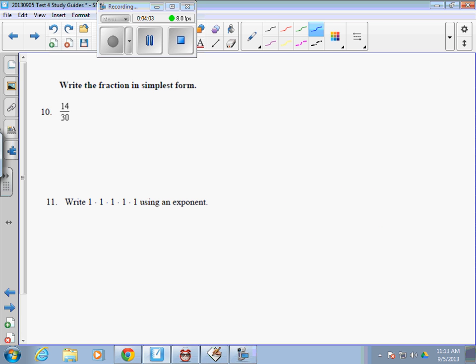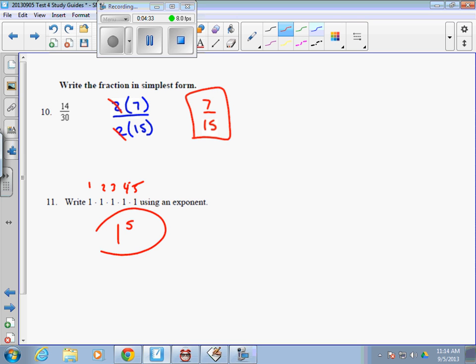10 says write the fraction in simplest form. We know that the number 2 goes into both 14 and 30. 2 times 7 and 2 times 15. So when we cancel out 2 divided by 2, we're left with 7 over 15. There is no number that goes into both 7 and 15, so that's simplified. It says write 1 times itself 5 times using an exponent. There's 1, 2, 3, 4, 5 of them. So 1 to the 5th power.